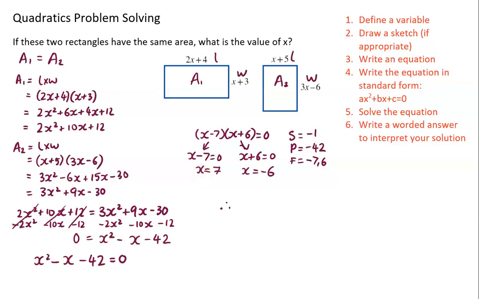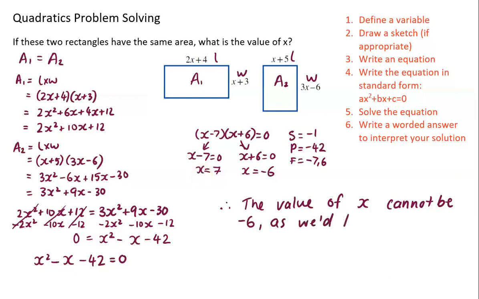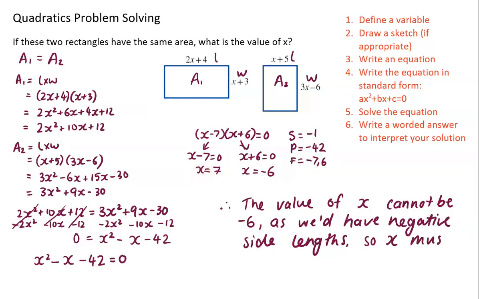So therefore, the value of x cannot be negative 6, as we'd have negative side lengths. So we continue to interpret and we say, so x must be 7.